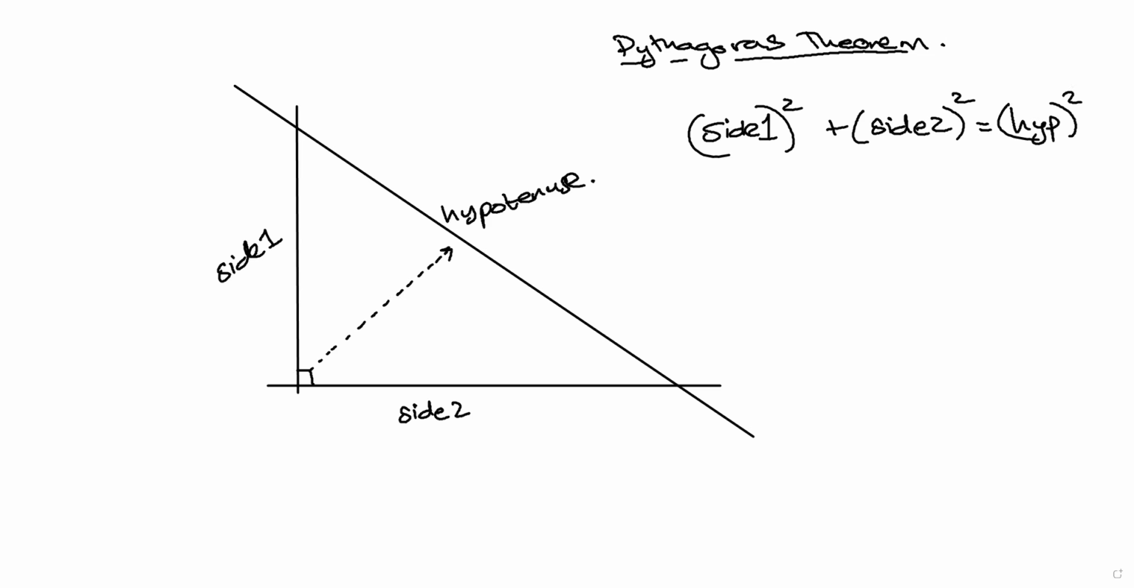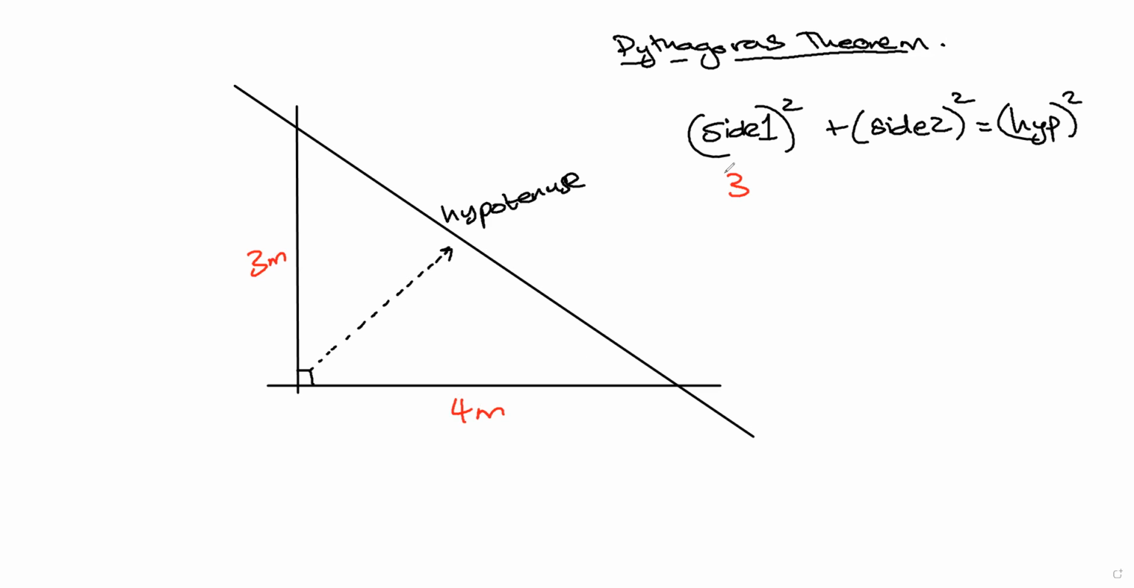And a typical example of this is, let's say I give you some values. Let's say side 2, side 1 is equal to something that's going to get me the hypotenuse. So let's say this length over here is 3 meters. And over here, this is 4 meters.